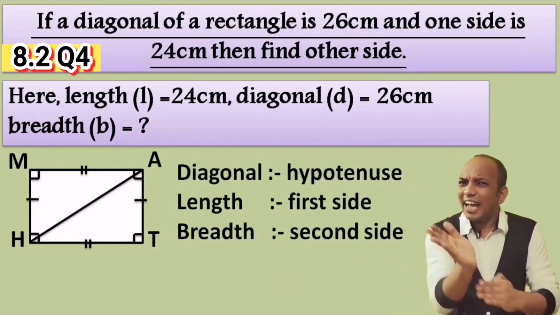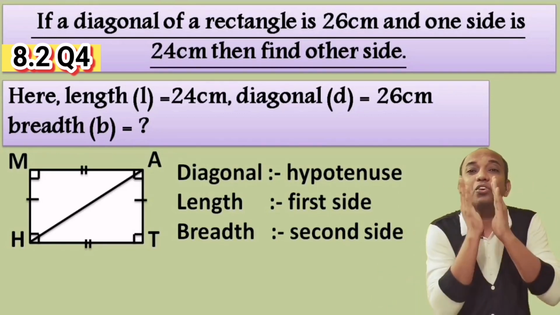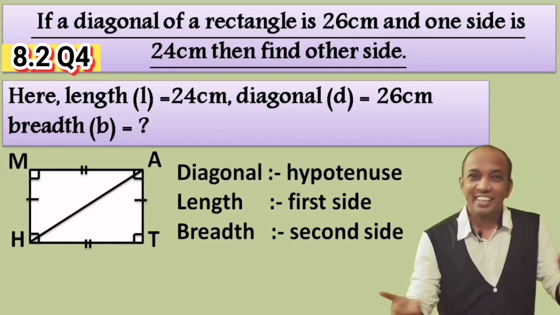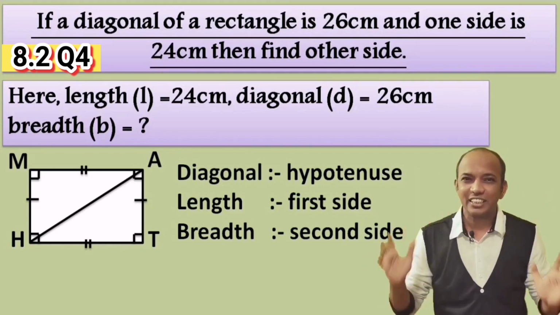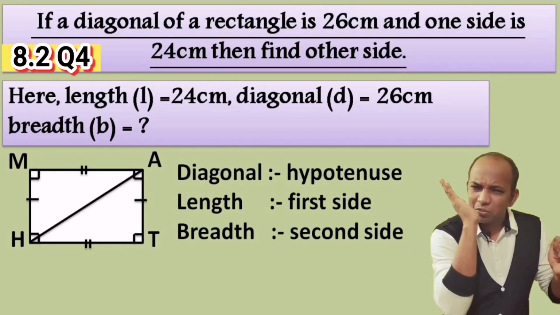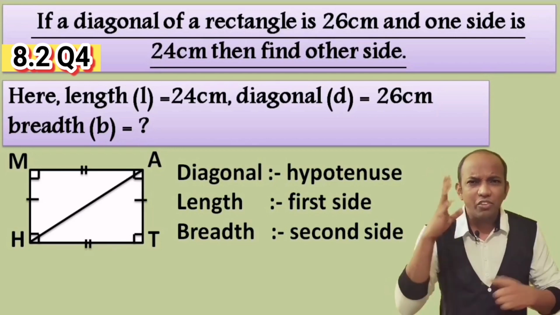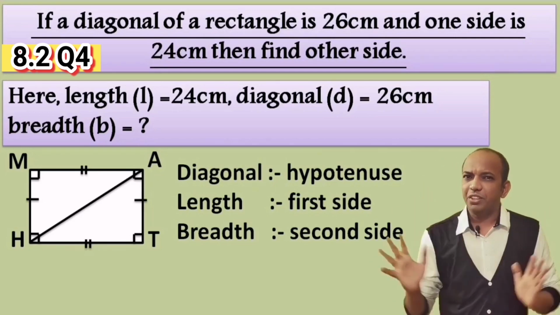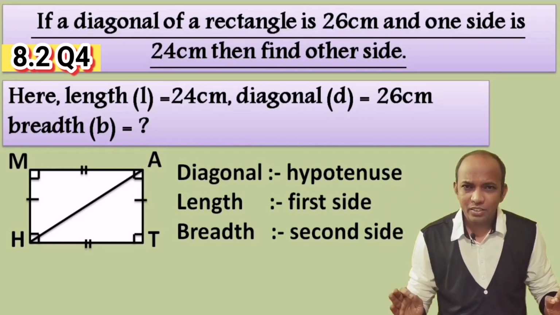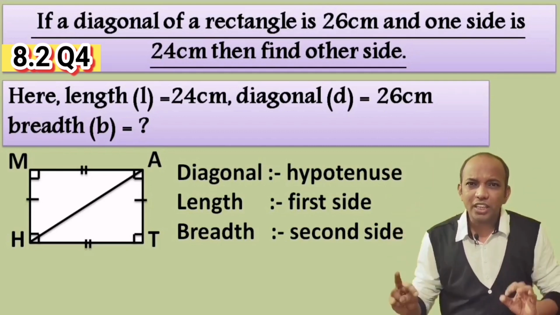The moment you draw the diagonal in it, it divides the rectangle into two parts, that is two right angle triangles. Okay, why right angle? Because it's a property of rectangle that every angle is of 90 degrees, isn't it right? Yes. So the moment that rectangle is divided into two right angle triangles, you have to choose any one of them.